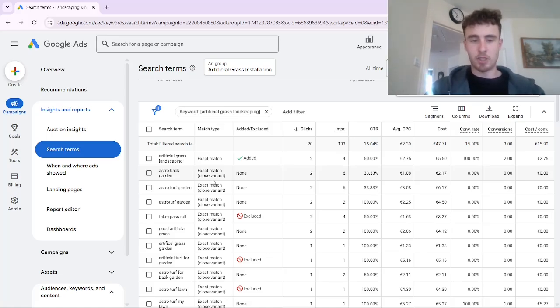But you can see that in general, all of the search terms that we appeared for under artificial grass landscaping are related to artificial grass. But even as exact match, you can see here that not necessarily is the intent always the exact same as the keyword itself.